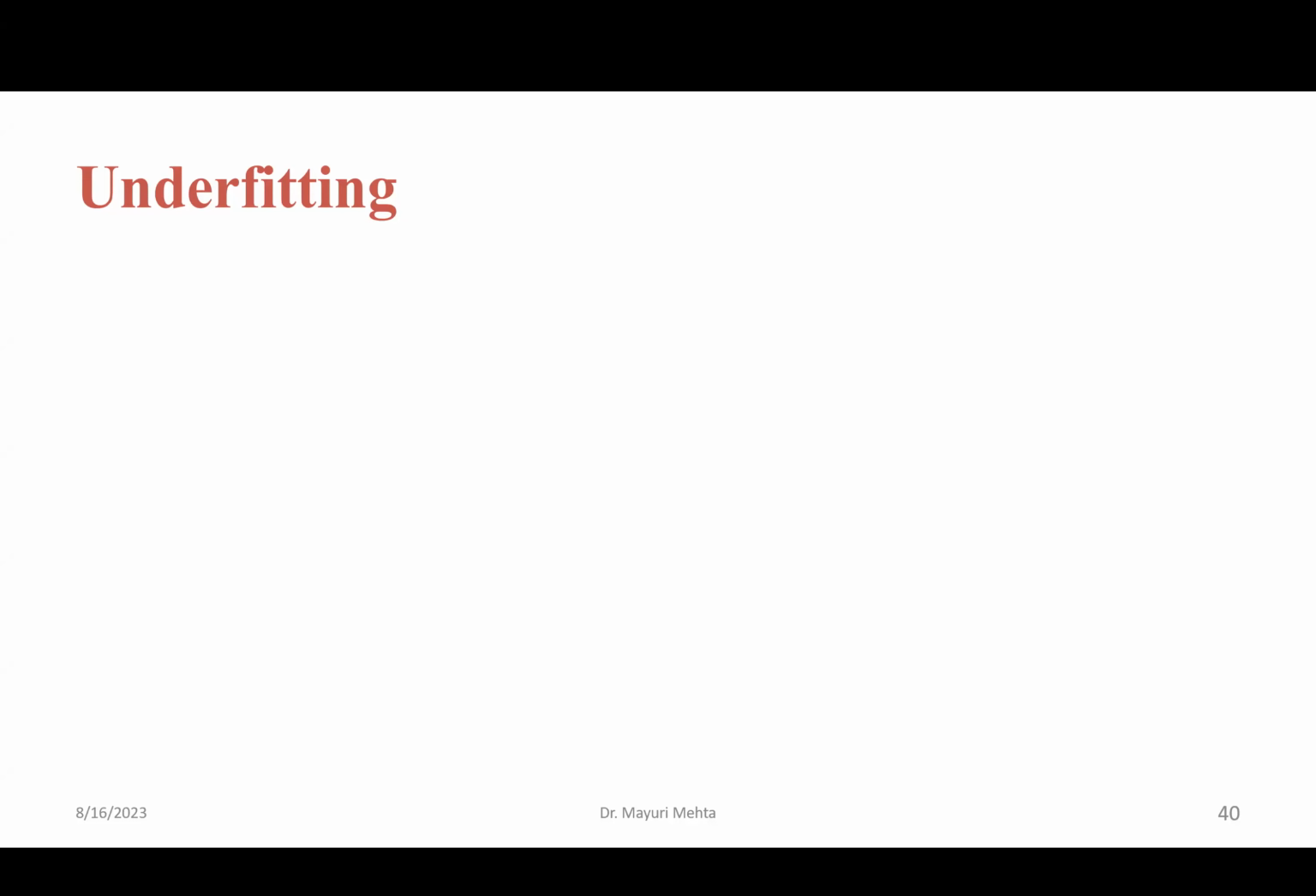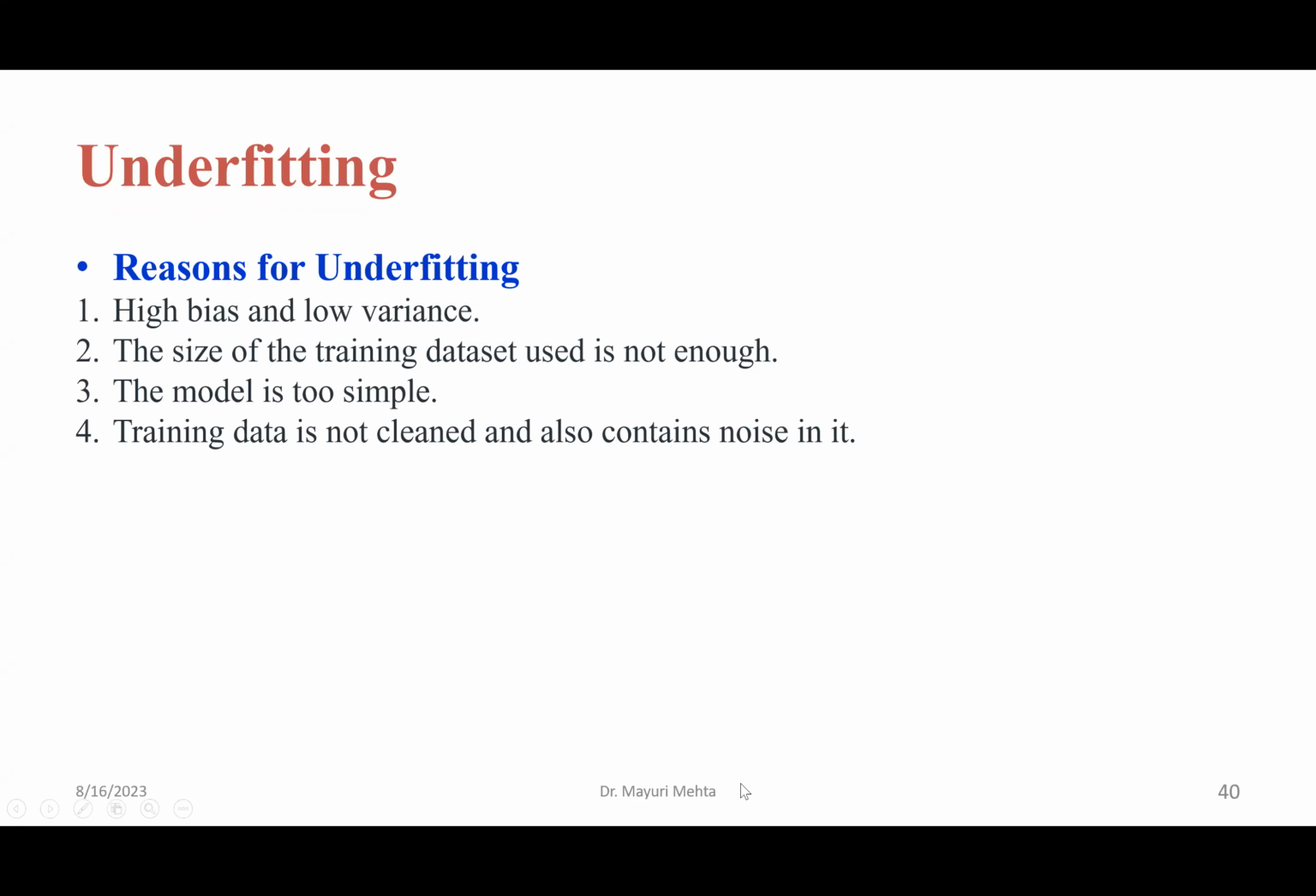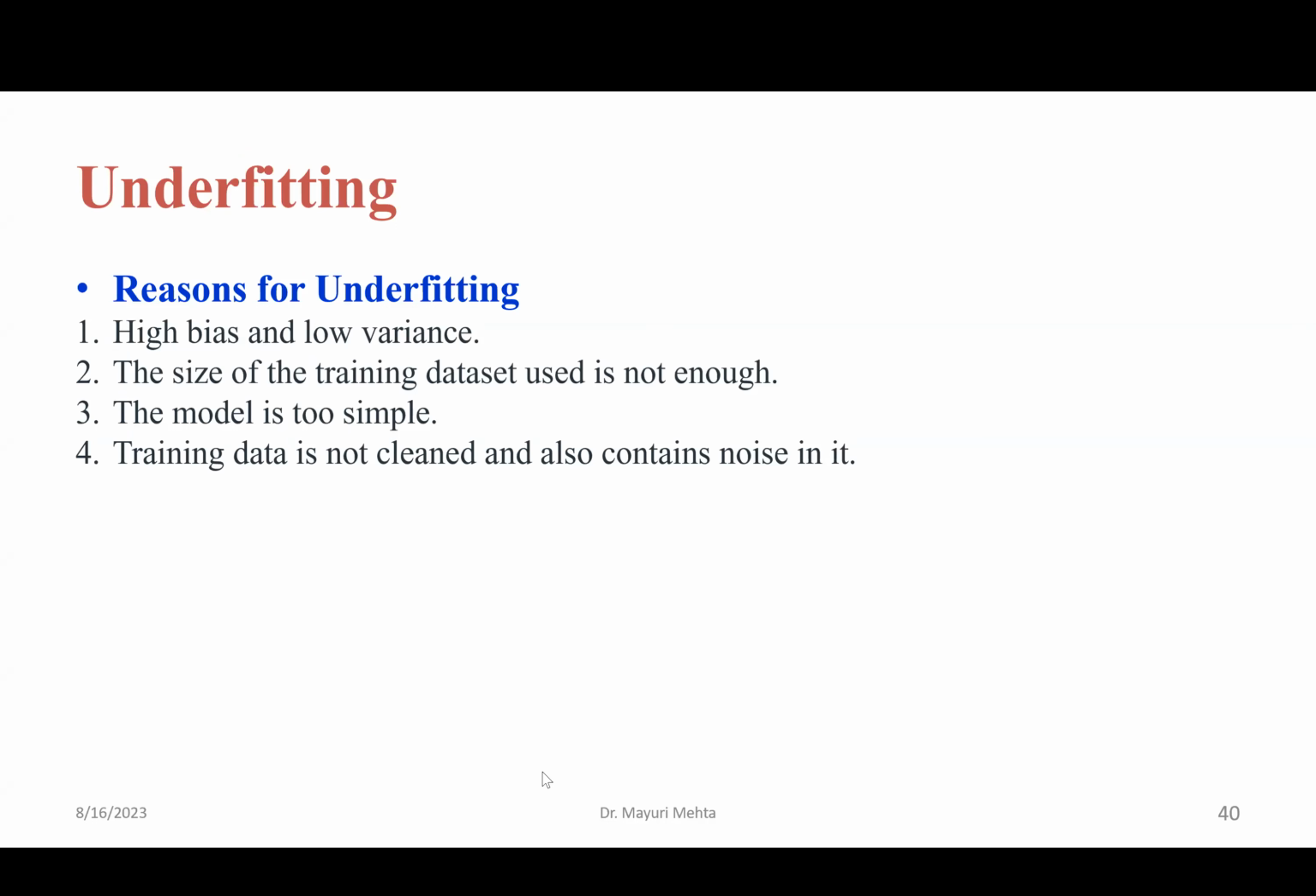So in summary, underfitting refers to a model that can neither perform well on the training data nor generalize to new data. Here are the reasons for underfitting. The reasons are high bias and low variance. We have discussed what is bias and what is variance. Variance is the difference between the error of training data and the error of testing data, and bias also we have seen. So when there is high bias and low variance, underfitting occurs.